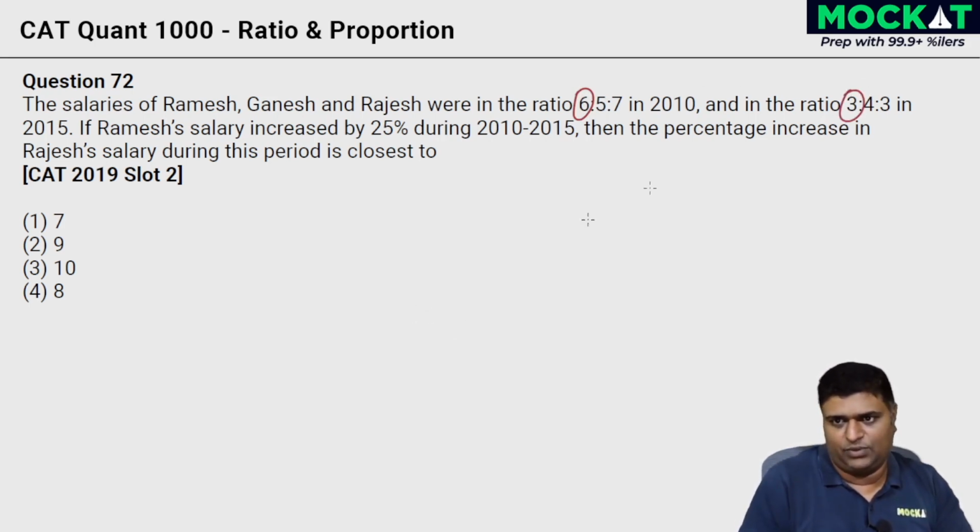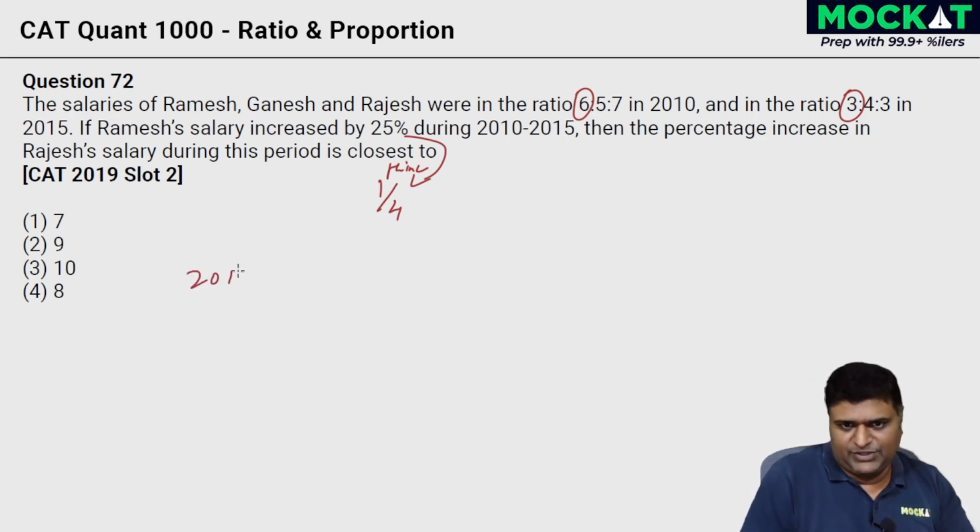There is a connect given over here that there is a 25% increase, and 25% is a very friendly percentage, which is a 1/4 increase. Now 6, if I increase by 1/4, it's going to become 7.5, right? So I don't want that. I don't want decimals. So to keep it as an integer, I'd bring this to a 4 multiple first. So we can do it this way.